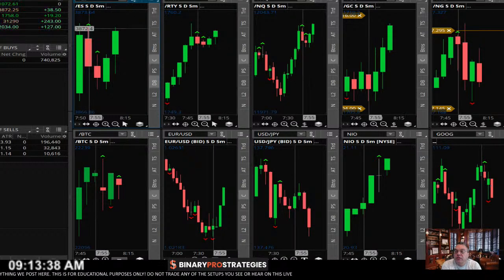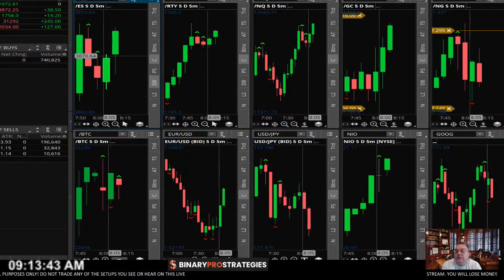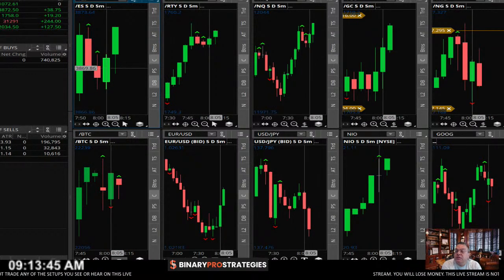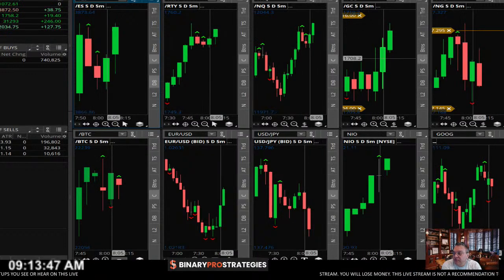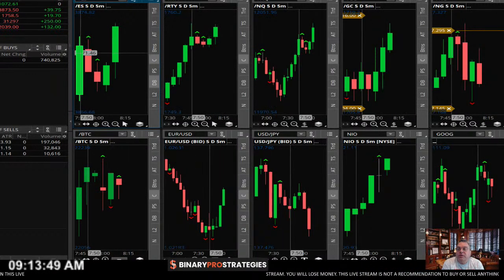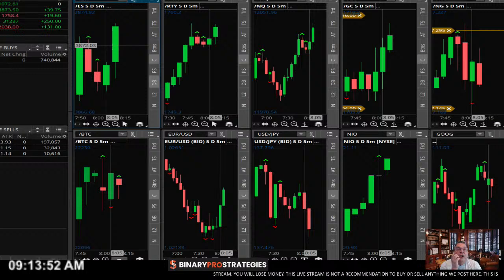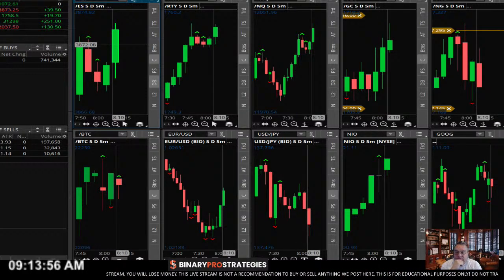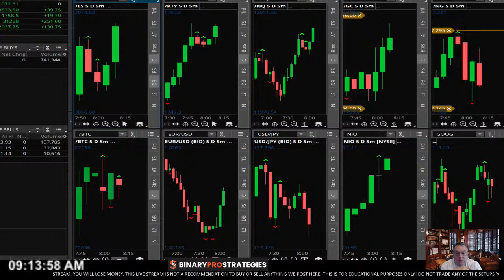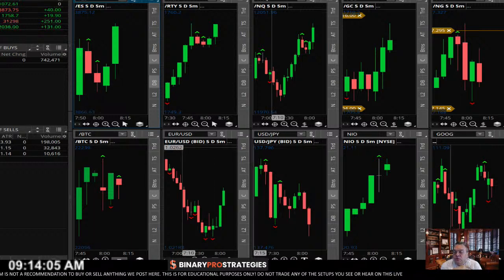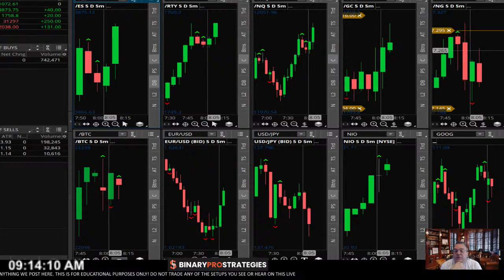Nice little double pattern held up over there on the ES. You can see the two green little carrots there. It predicted a green bar on this 5 minute. Same over here, same over here. That's a real nice little pattern that we teach in our core or foundation package. All right, still short the gold. Still have natural gas short.